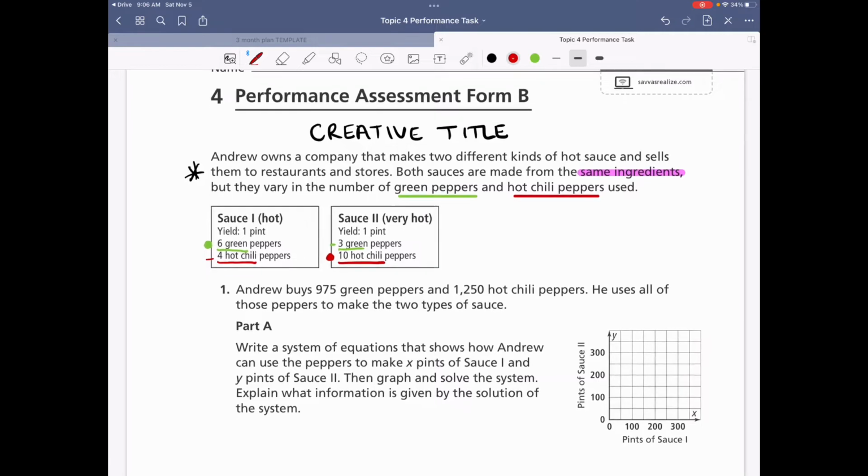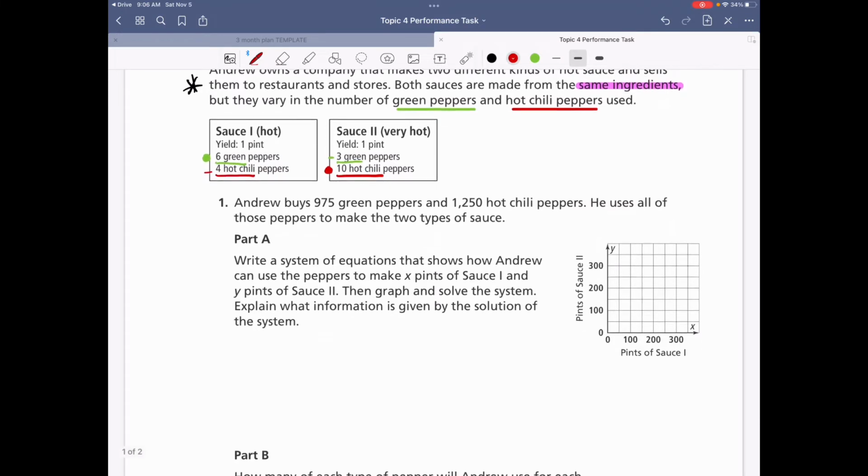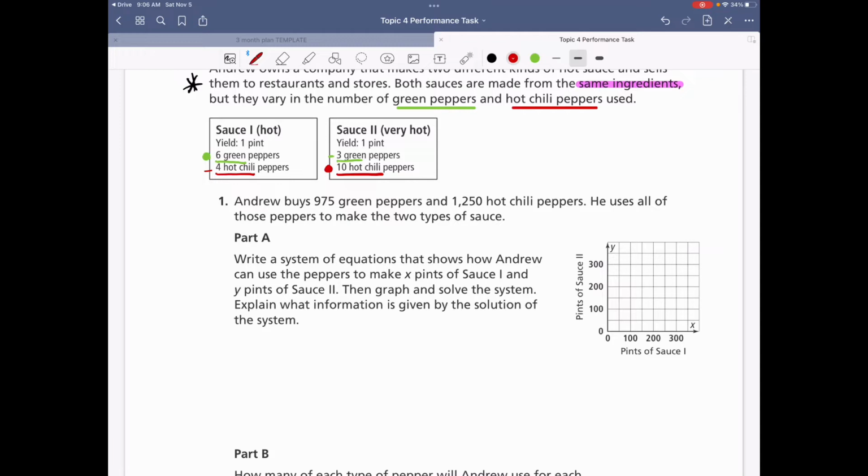Today we're just going to talk about problem 1, and then you'll have time to write your story, write your title, make your table, and then hopefully work on just number 1. So how do we do number 1? Andrew buys 975 green peppers and 1,250 hot chili peppers. He uses all of those peppers to make the 2 types of sauce. How's he going to do that? Write a system of equations that shows how Andrew can use the peppers to make X pints of sauce 1. And that is important right there. The X pints of sauce 1 means that sauce 1 is going to be labeled X, and Y pints of sauce 2.